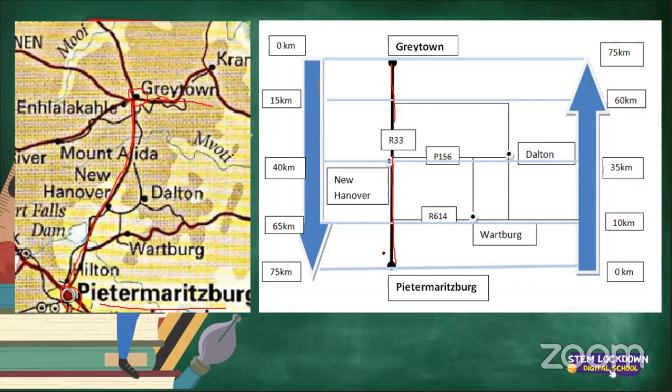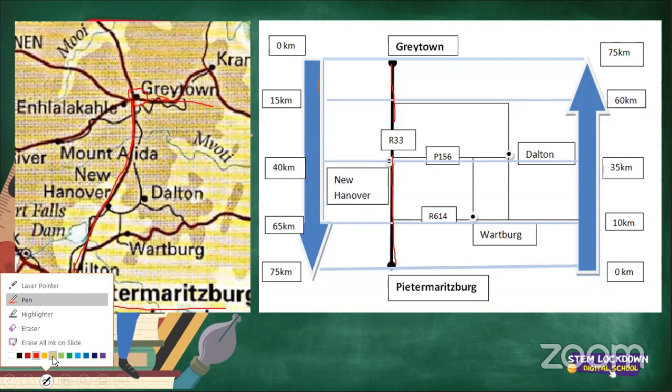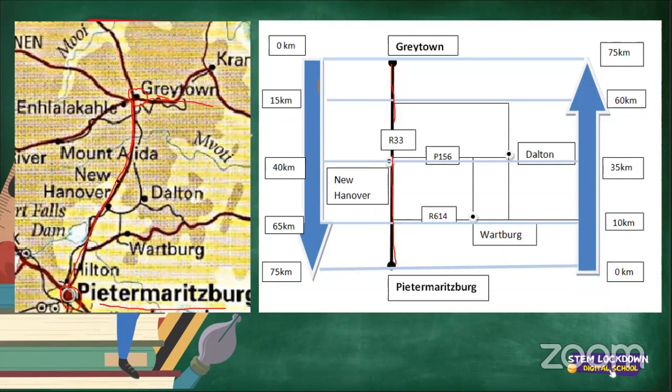The main road that you travel on is called R33. So this will be R33. Let me see if I can find a brighter color. Maybe use black. This will be R33, this main road. So that is R33.